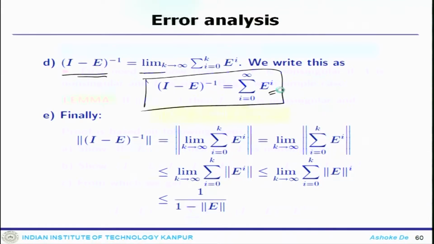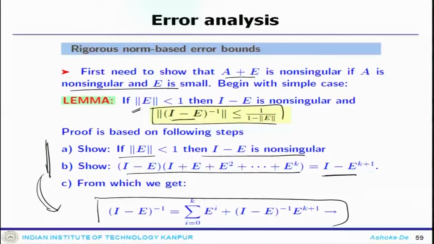So, the lemma says the norm of (identity minus E) inverse should be less than or equal to 1 by (1 minus the norm of E). First we showed that E is small, so its magnitude is less than 1 and I minus E is not singular. That is the first part. Second part, we show the bound on (I minus E) inverse.